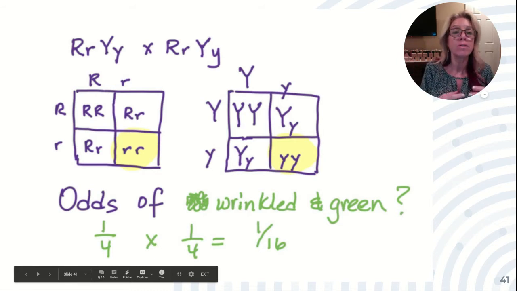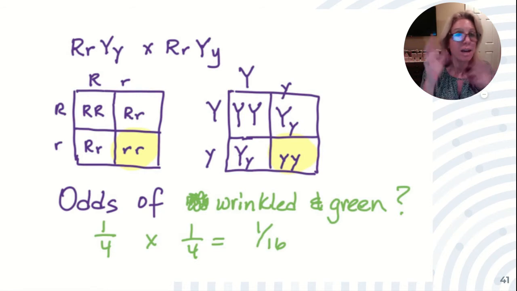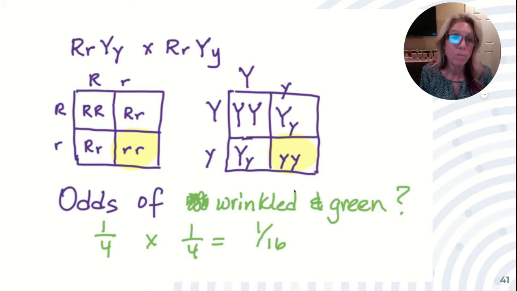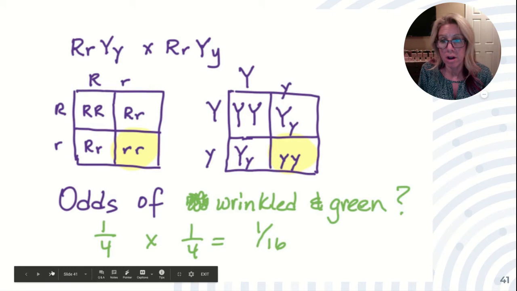And I could throw on another trait. I could have thrown in S's and have you do that, and you could have figured that out. Any genotype that I gave you, where it be big R, little y, you could figure that out, right? Big R is 1/4. Little y is 1/4. So 1/4, right? Same idea, 1/16, that you would get that particular genotype, all right? That is your product law.